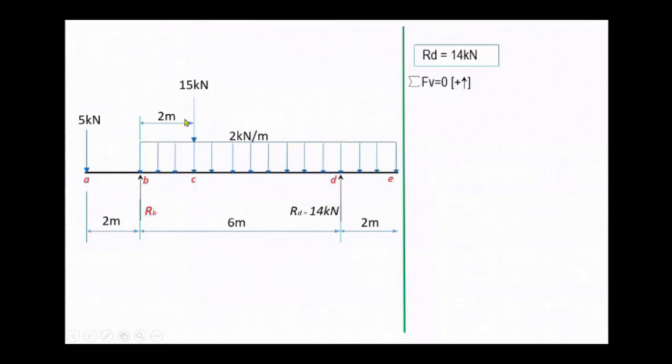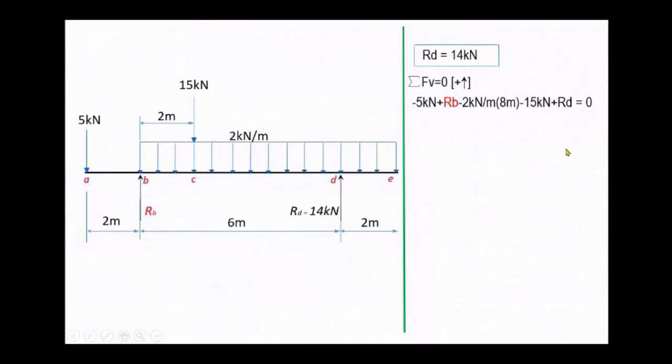So, the forces to be considered are negative 5 kilonewton since it is downward, plus R sub B, the unknown, which is positive since it is upward, then minus 2 kilonewton per meter, which is the uniformly distributed load, multiplied by its length, which is 8 meters. Then minus 15 kilonewton, since it is downward, plus R sub D equals 0.